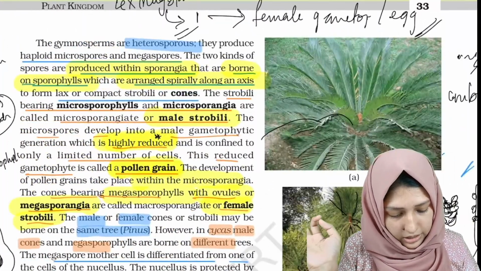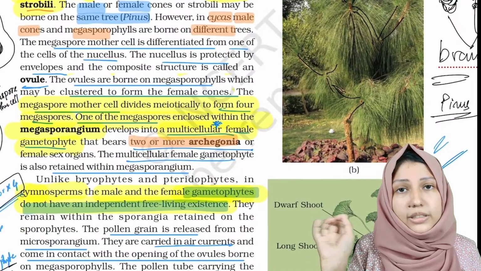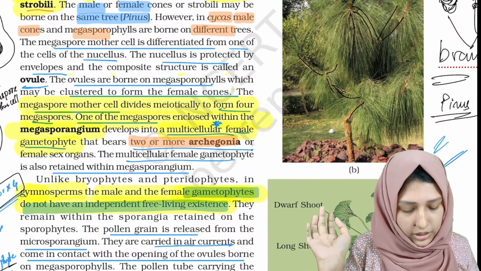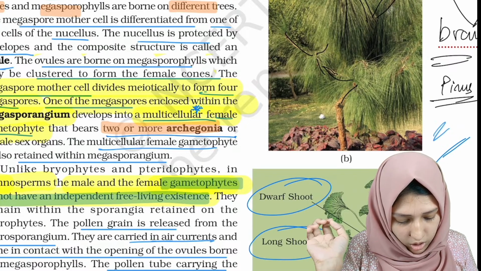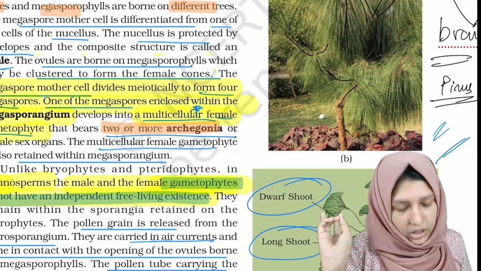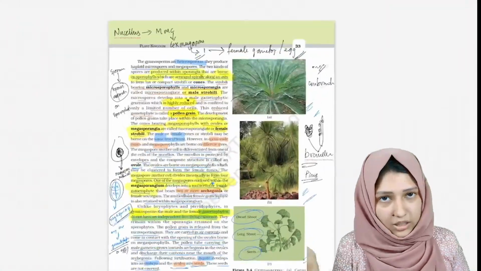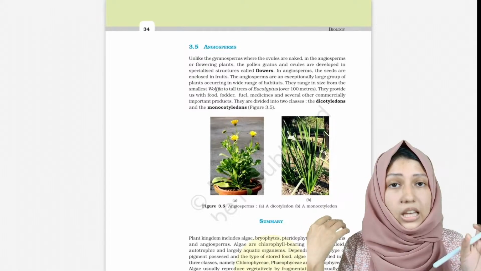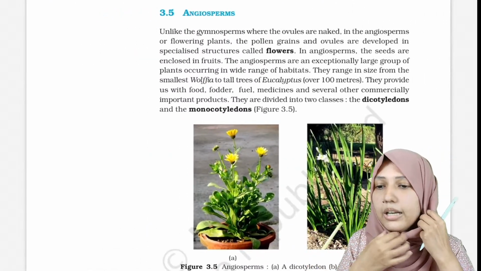This is Cycas, this is the plant Pinus, and this is Ginkgo. Ginkgo is a living fossil. Ginkgo can have dwarf shoots or long shoots, and it also has seeds because it's a gymnosperm. It is a living fossil. And now coming to the last topic of the chapter.